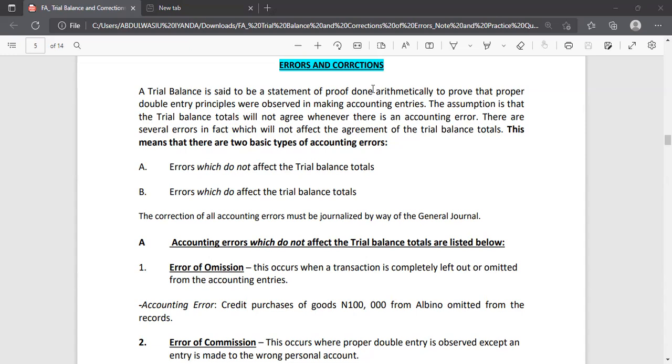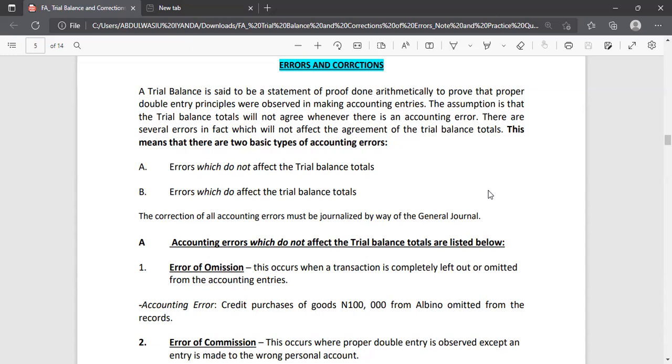Don't forget, there are two types of error. We have one error that will affect the trial balance, and another that will not affect the agreement of the trial balance. Meaning that there are some errors where the trial balance will not agree. What you have on the debit side of the trial balance will not be the same as what you have on the credit side. And there are some errors where the trial balance will still agree, but there's an error.